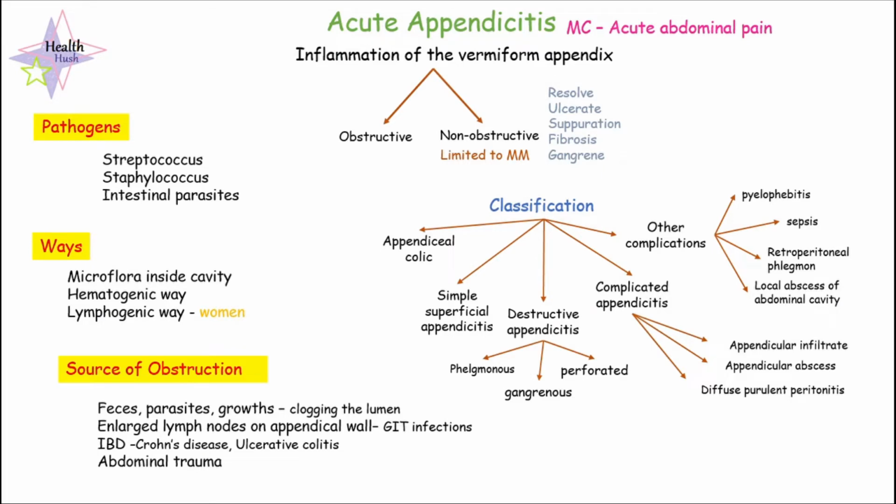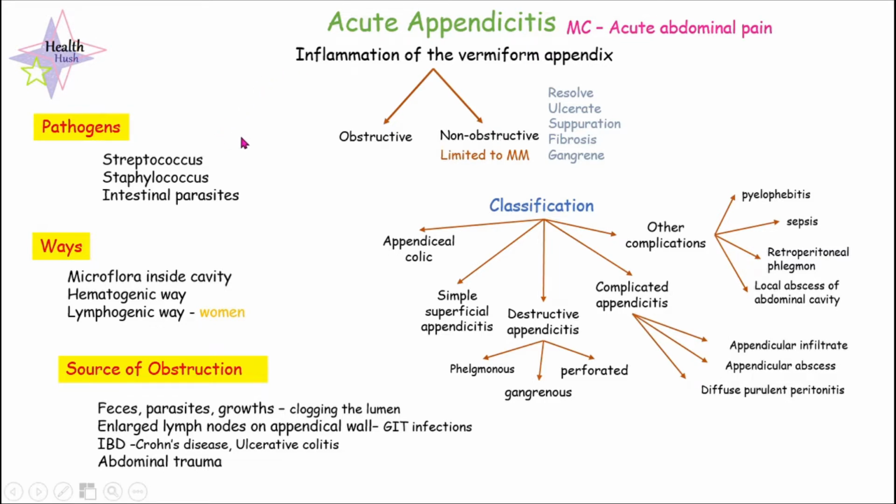In today's video, we'll be speaking about acute appendicitis. Usually, we see many patients who come with acute abdominal pain, and the most common reason behind this acute abdominal pain is acute appendicitis. So let's see what acute appendicitis means. It basically means inflammation of the appendix, which can be of two variants: obstructive type or non-obstructive type.